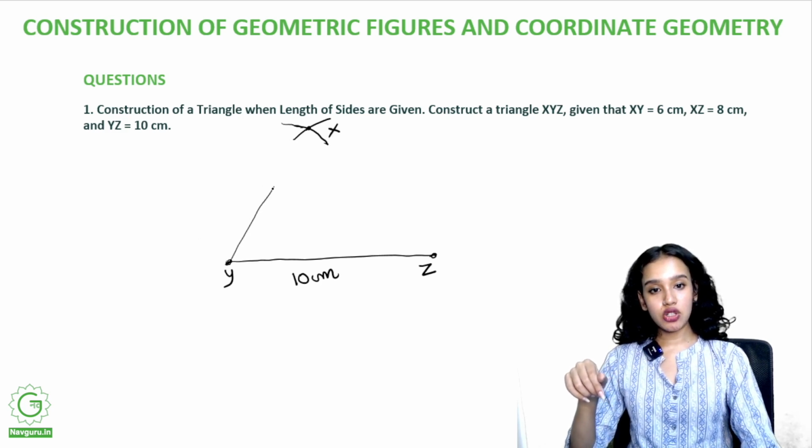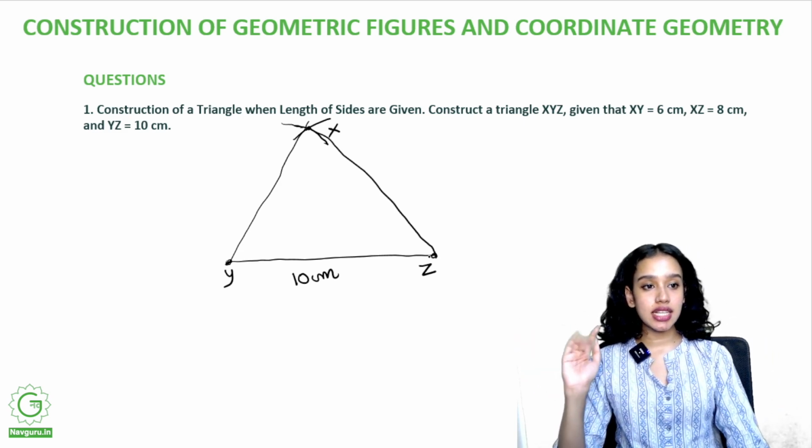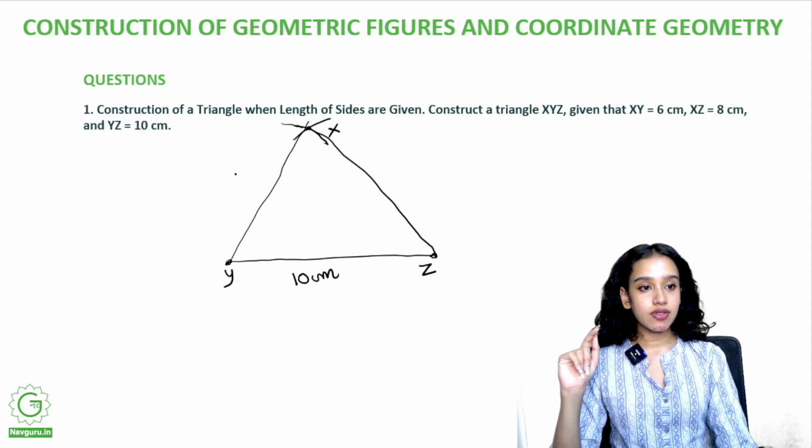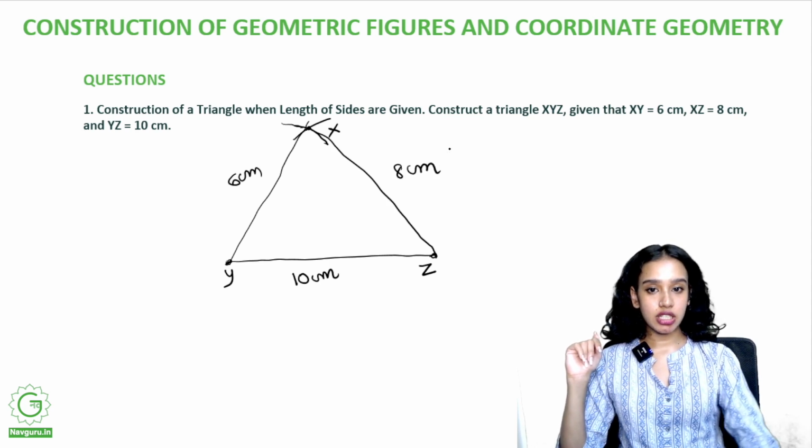So I'll join all 3 points by lines. Right? Now we'll get a triangle whose sides are: XY is equal to 6 centimeter, YZ is equal to 10 centimeter, and XZ is equal to 8 centimeter.